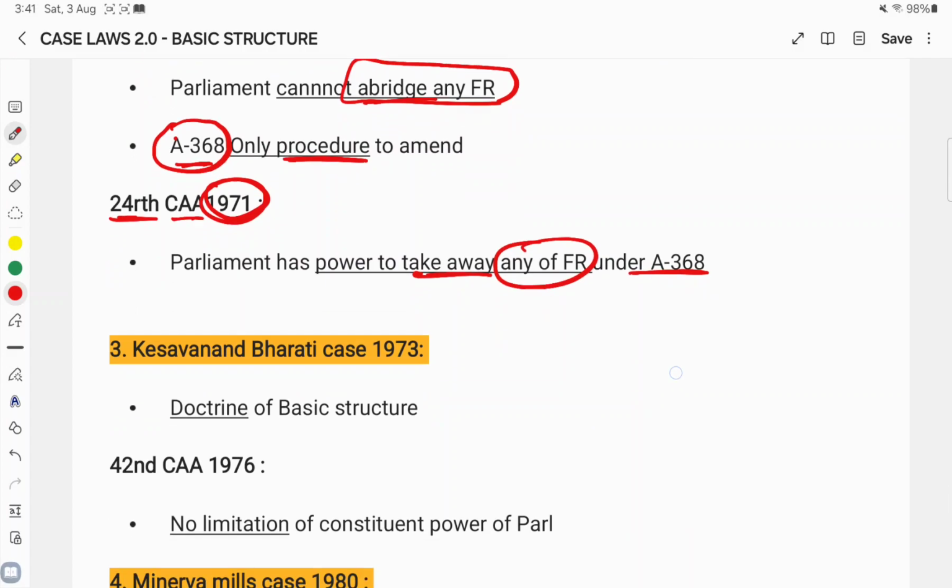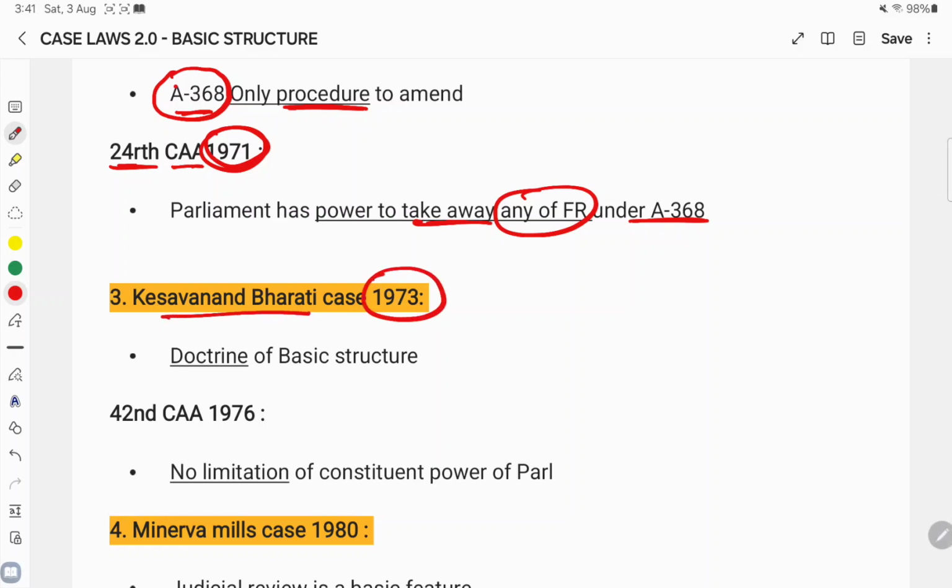Then again the judiciary reacted in the Kesavananda Bharati case of 1973, which gave the doctrine of basic structure. Under the doctrine of basic structure, the Supreme Court said there are certain features or characteristics of the Constitution which cannot be amended by Parliament. Parliament can amend any provision of the Constitution except some of the features which make up the fundamentals of the Constitution, the basic features. However, the Supreme Court has not defined exactly which provisions constitute the basic features.